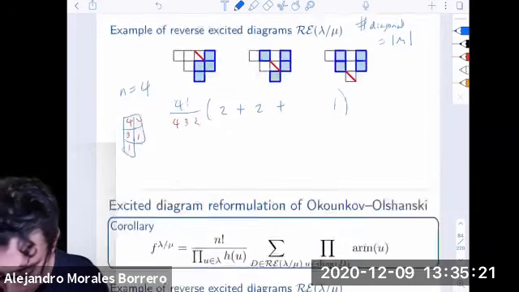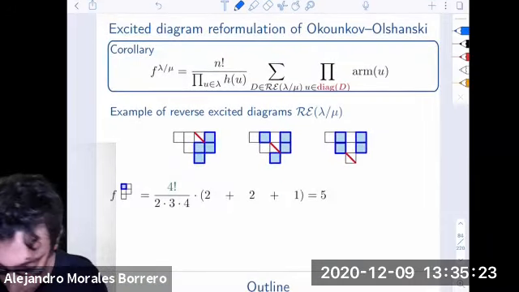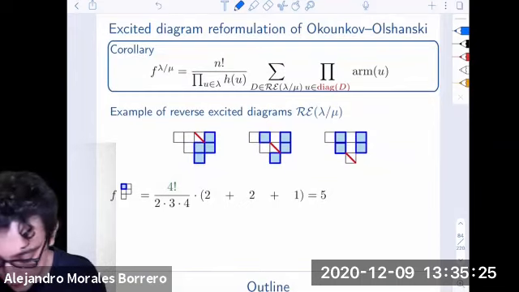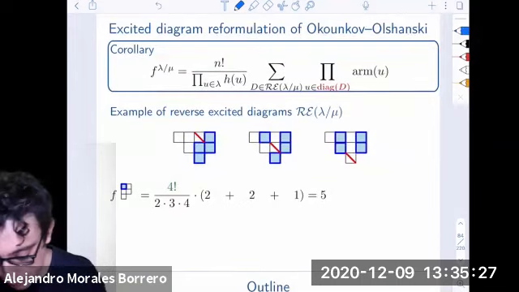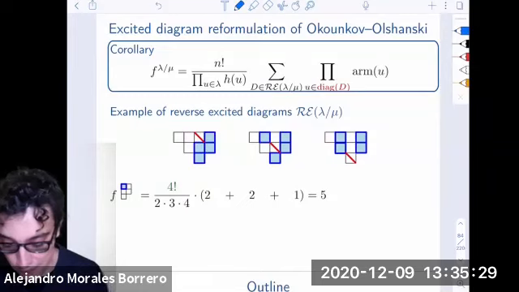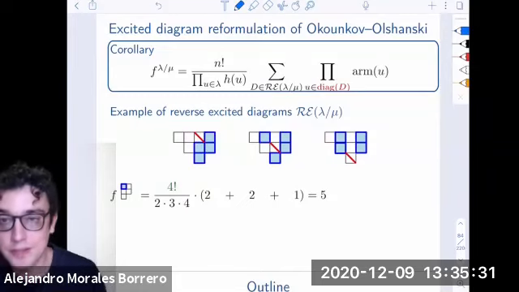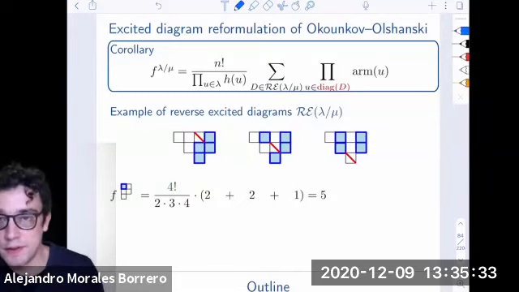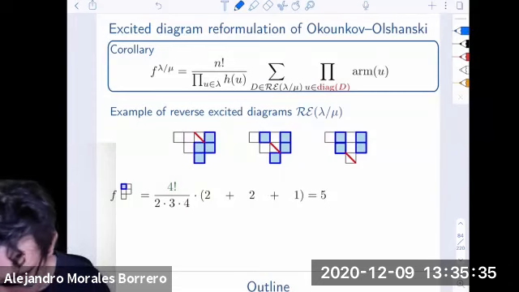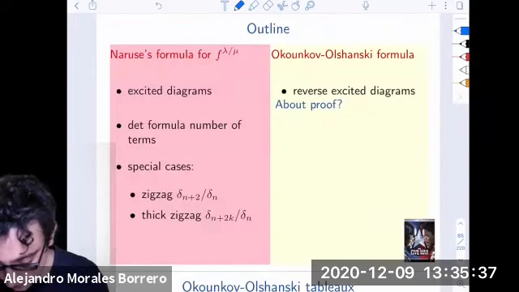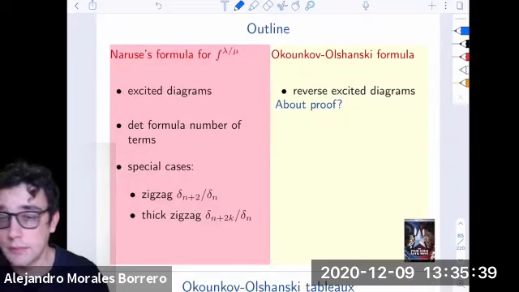Okay, so that's a reformulation of Okounkov-Olshanski using reverse excited diagrams. After studying the Naruse formula for so long, I'm a bit biased. So when I see this reformulation, I prefer it. But maybe you prefer the other one, the original one. So how do you go from one formula to the other?